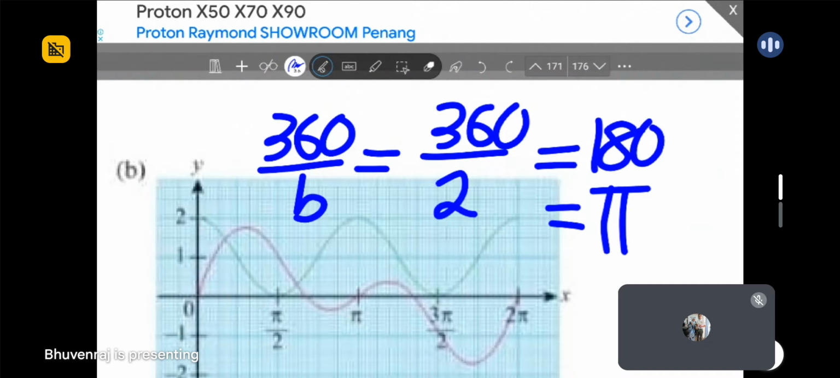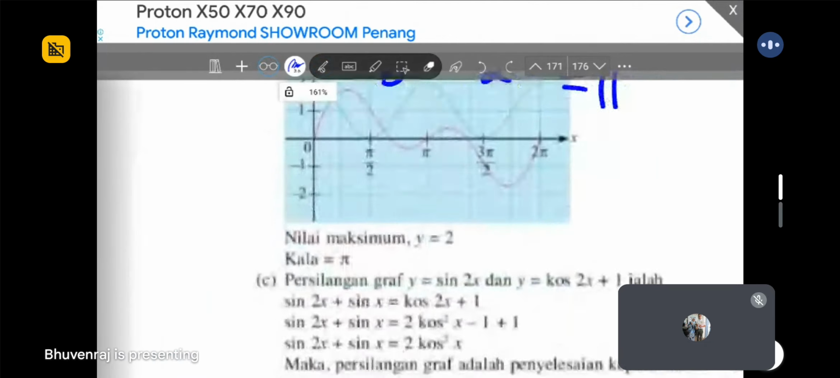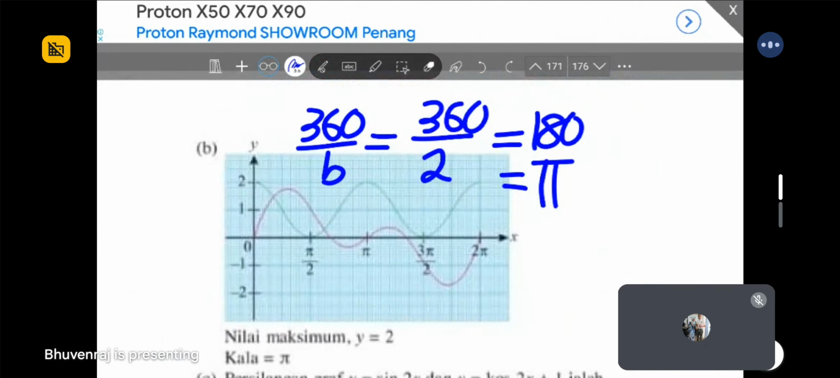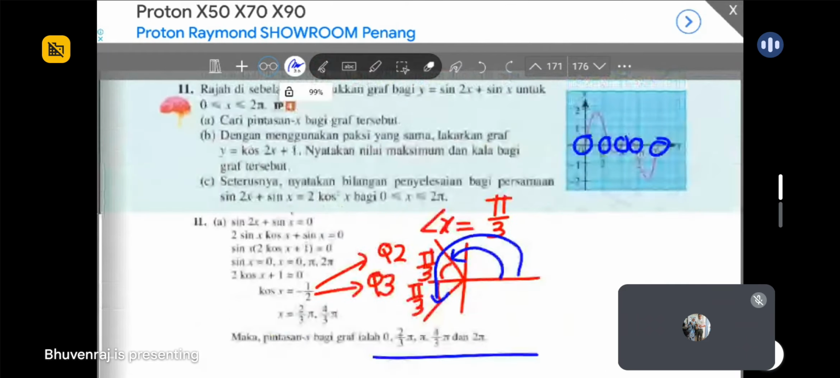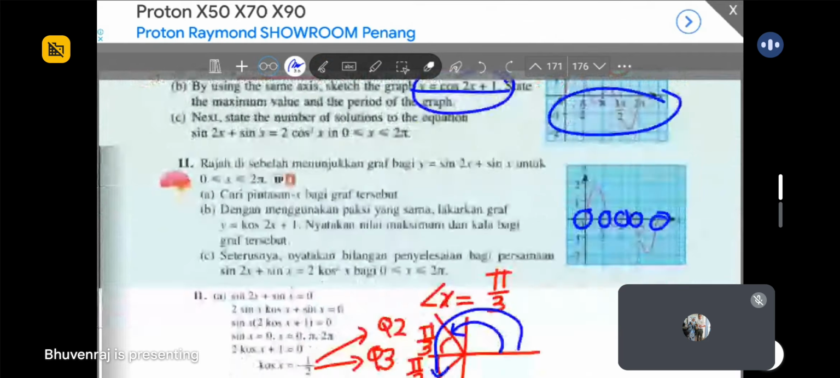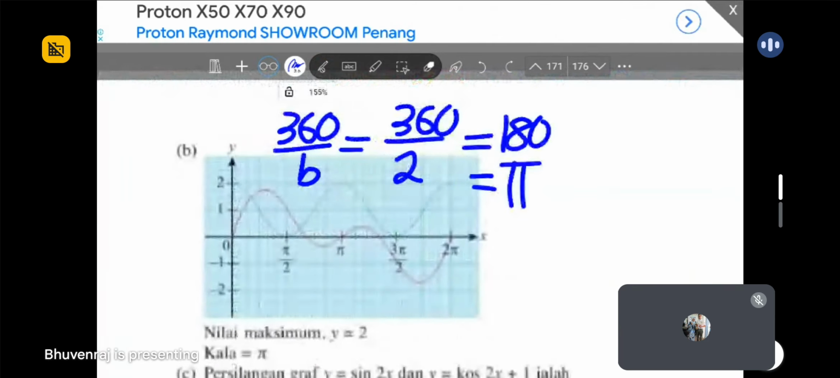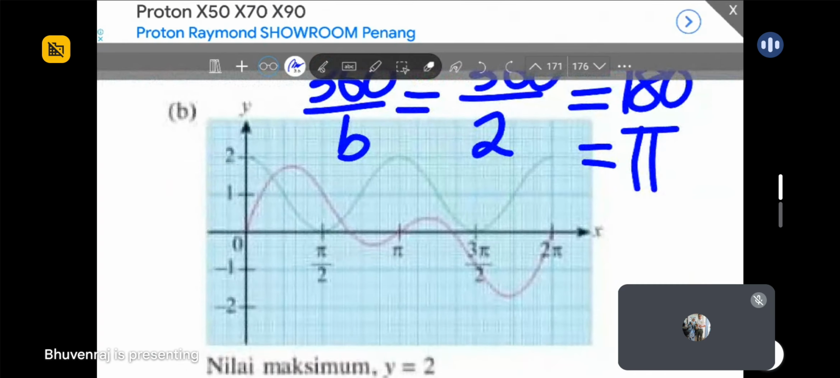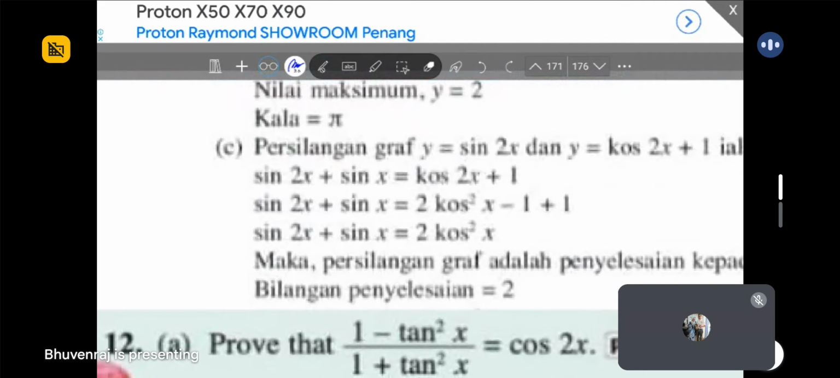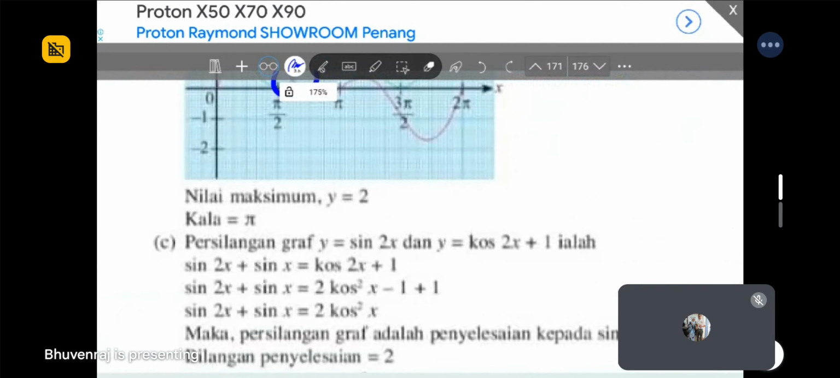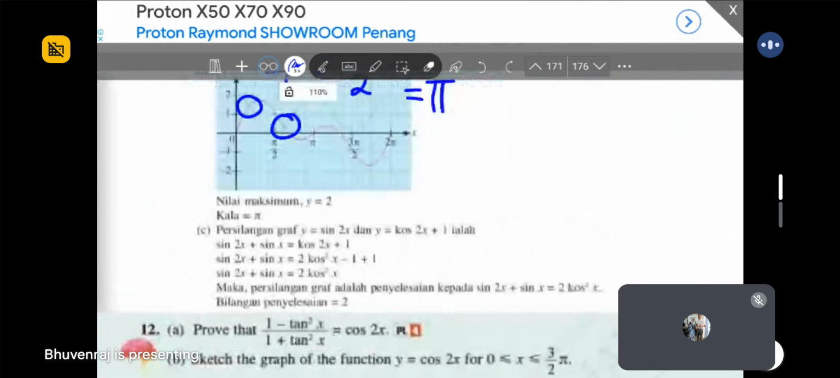Or you can write your answer as pi. Okay, 5. So you will get the answer pi for your period. Easy. Now they ask you what is the number of solutions. So guys, number of solutions, refer to your intersection points. 1 point, 2 points. So 2 solutions. That's all. So this is question 11. Okay, next question.